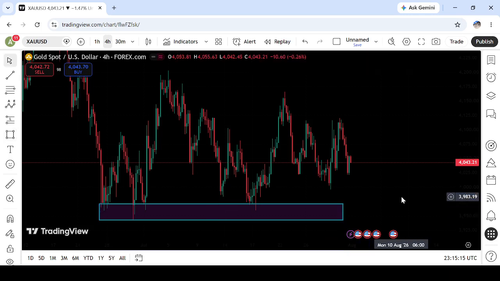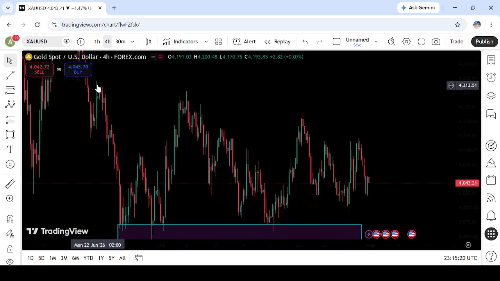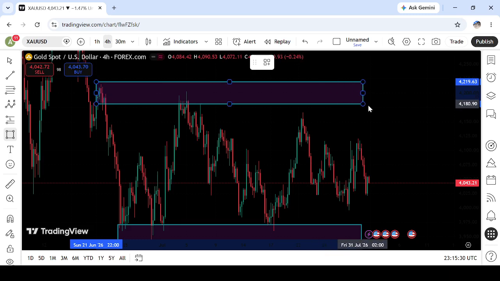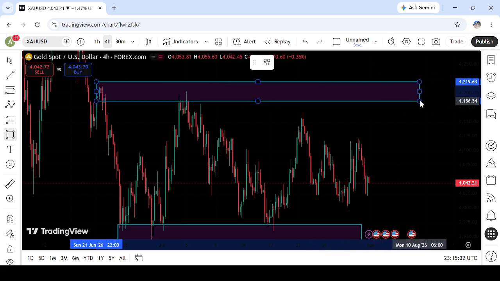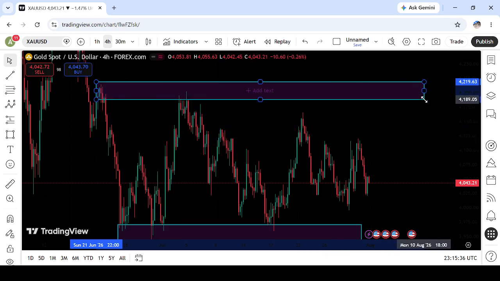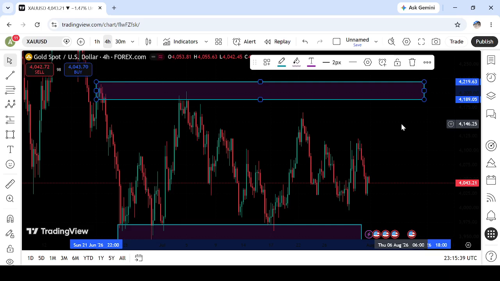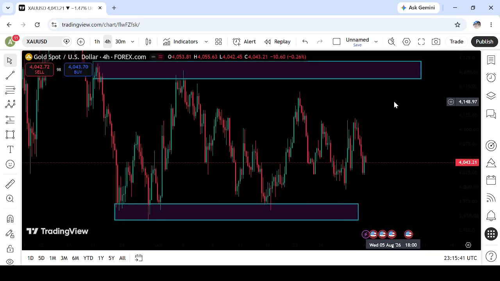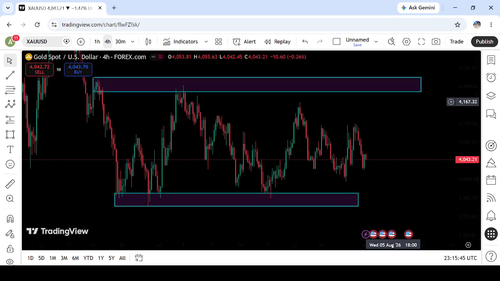So this is our support level and the resistance level too. From here to this side, that will be our resistance level. So this is our resistance level. You drag it to the right side. All right. So guys, you've been able to draw our support and resistance levels, and I hope it's clear now. You can see it clearly.